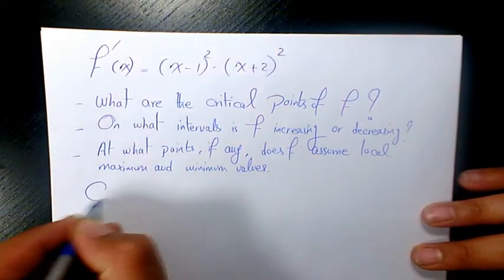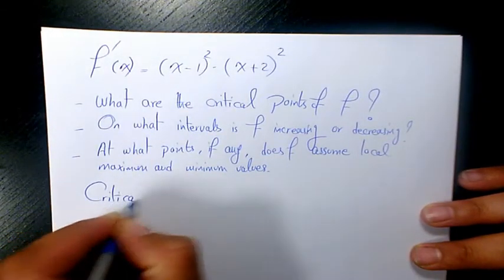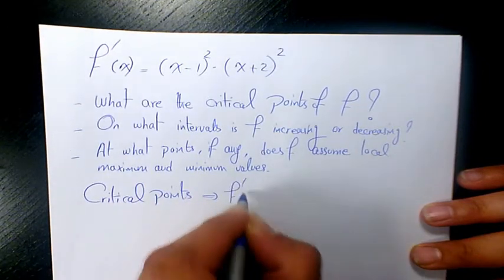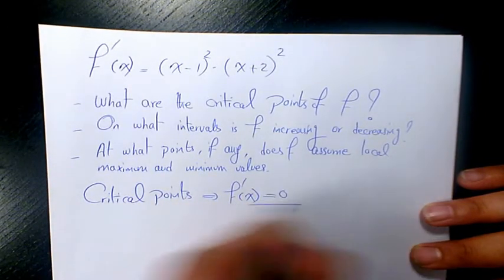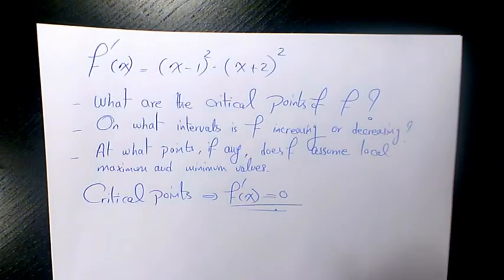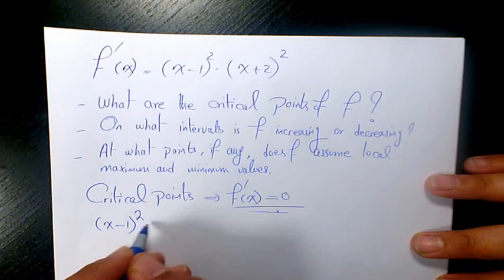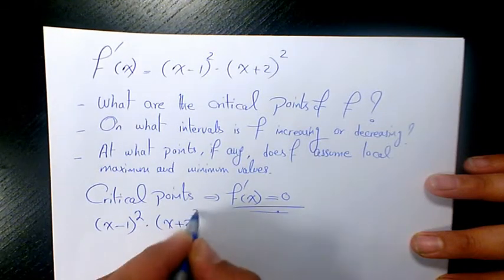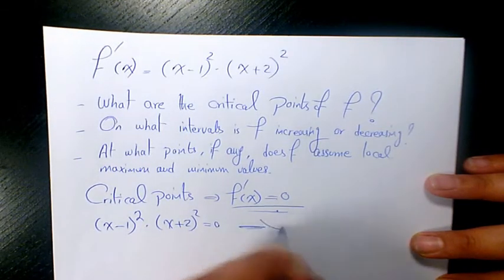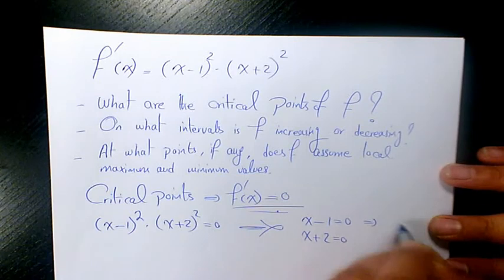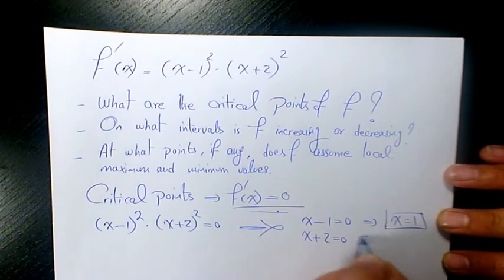We know critical points are those points that make f prime x equal to 0. So for this example, x minus 1 to the power of 2 times x plus 2 to the power of 2 has to be equal to 0. When you solve it, x minus 1 equals 0 or x plus 2 equals 0, which means that x equals 1 and x equals negative 2.